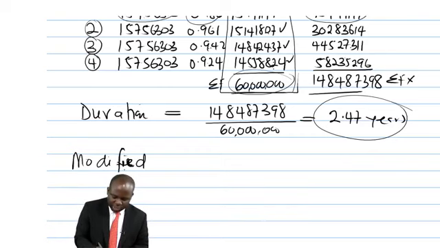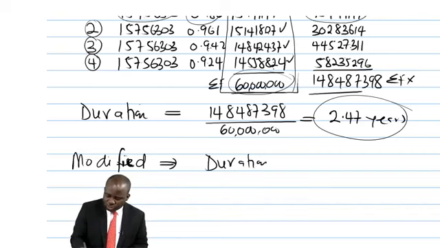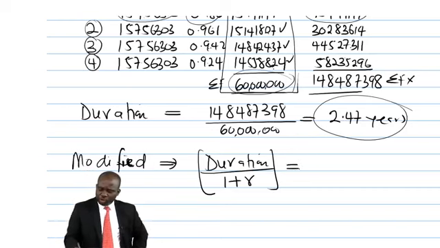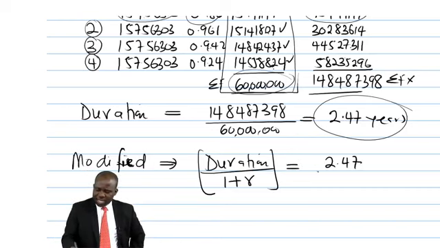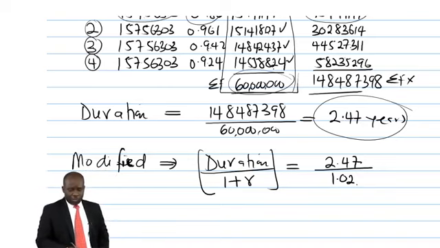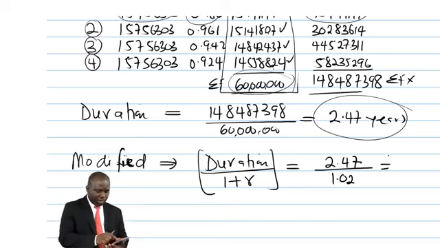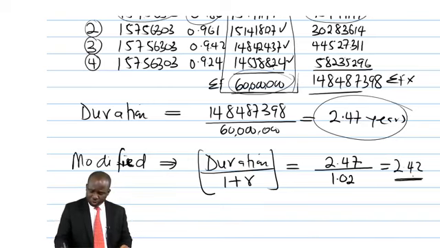Modified duration is calculated as the duration divided by 1 plus the R. R is the cost of the capital you use. Our duration is 2.47 divided by 1 plus the cost of capital of 2%. So that is going to be 1.02. And how much is that? So I have 2.47 divided by 1.02, and that is 2.42 thereabout. All are in years.